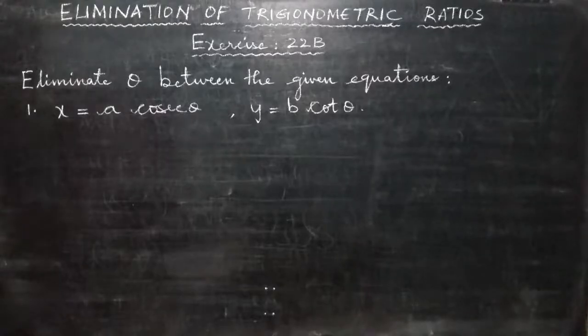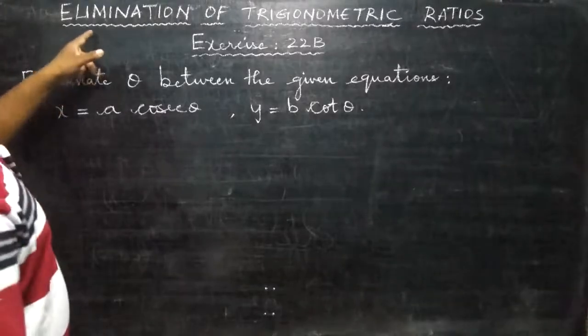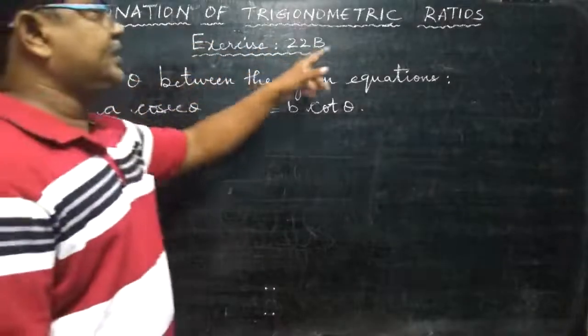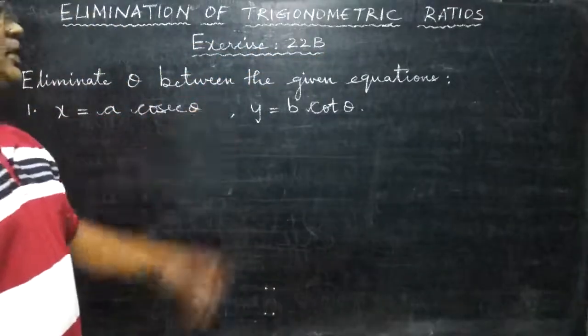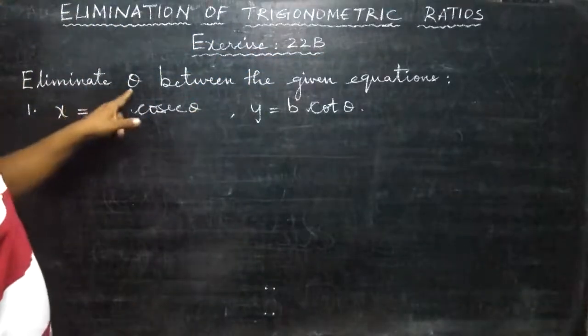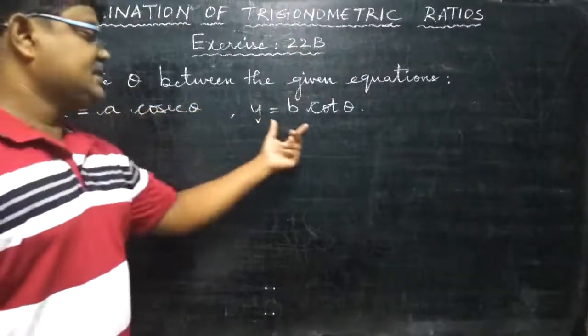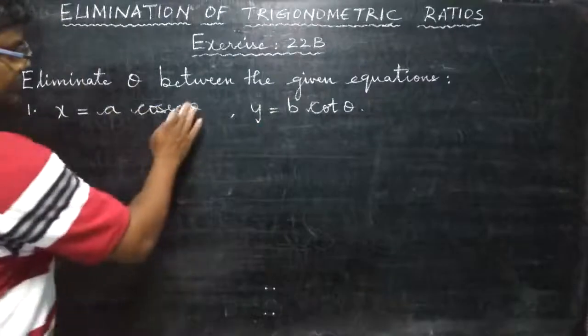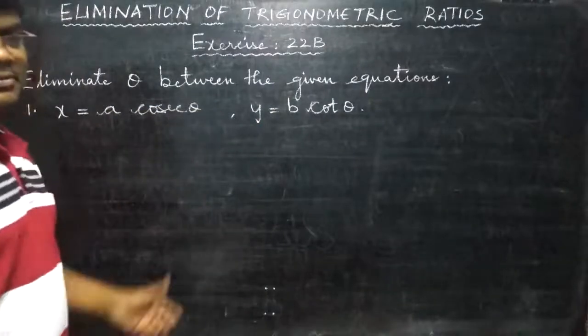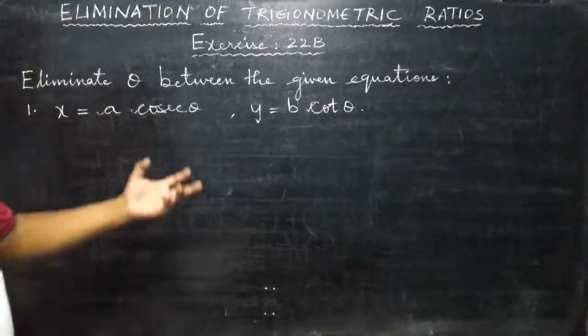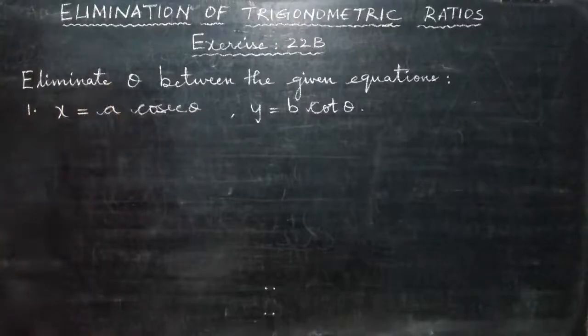Today we are going to learn the topic: elimination of trigonometric ratios. In exercise 22b, eliminate theta between the given equations. Here are the equations they have given. Eliminate theta does not mean erasing theta. Through proper working we have to eliminate theta.